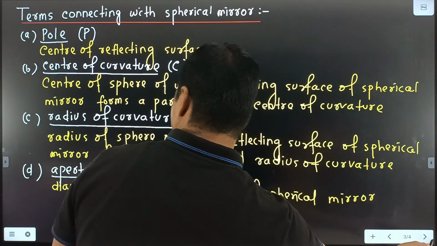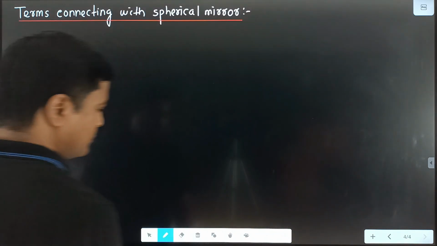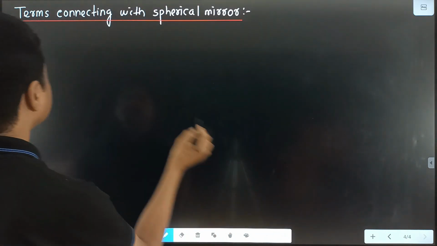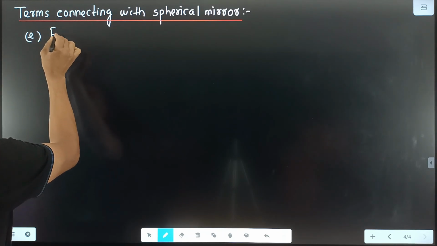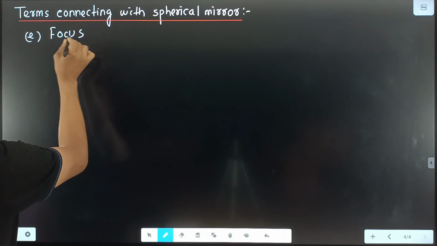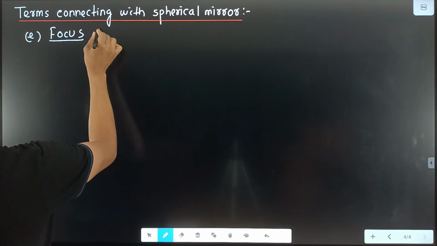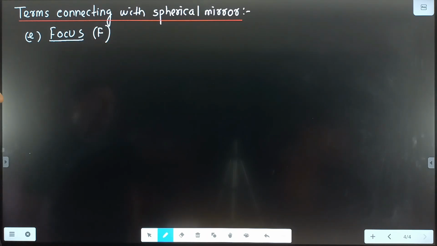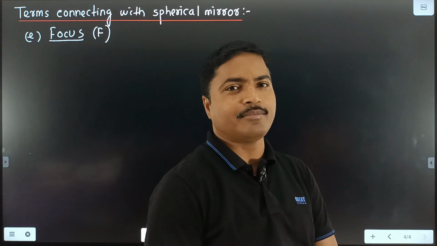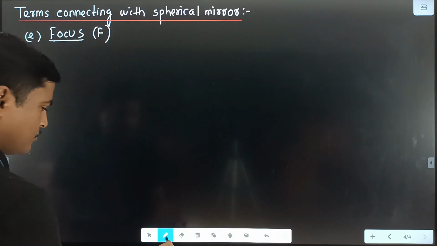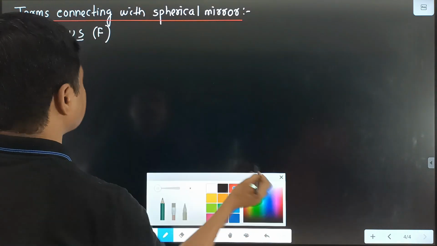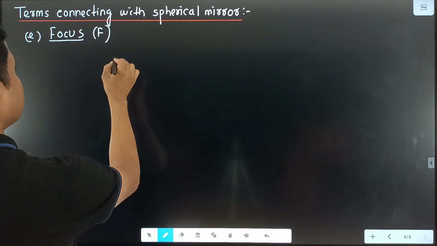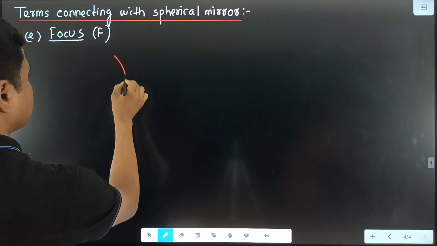Next point, that is number E. We write that is focus, and for focus we write that is capital F. For focus we write capital F. First we draw a concave spherical mirror. Suppose this one is your concave spherical mirror.